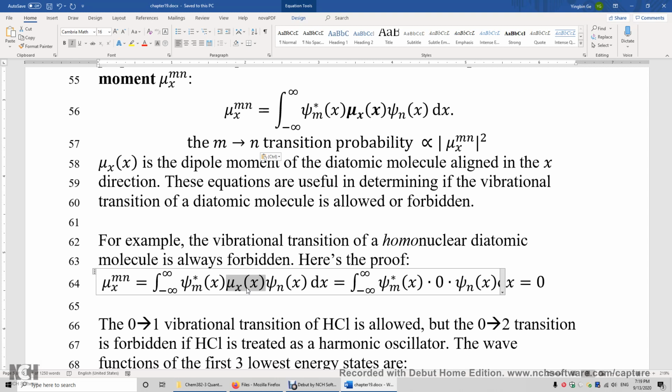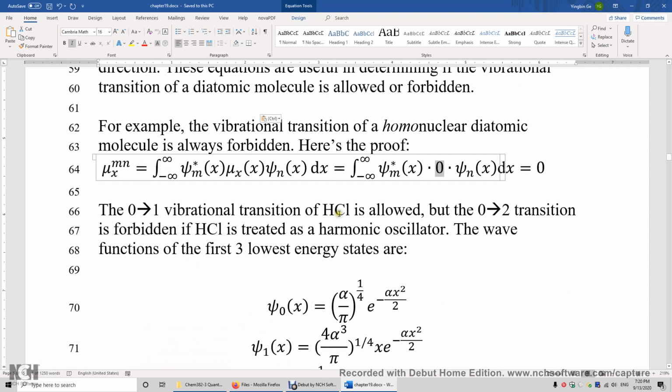what is its dipole moment? The dipole moment of O2, H2, N2 is always 0, no matter how you have these molecules vibrate. So this integral is 0, then you have a 0 transition dipole moment. That means the vibrational transition of a homonuclear diatomic molecule is always forbidden.